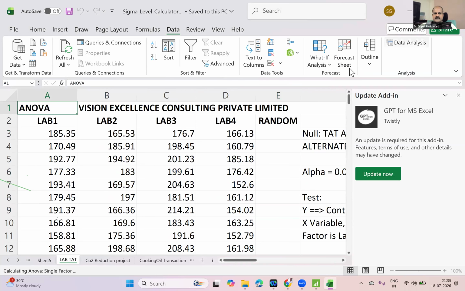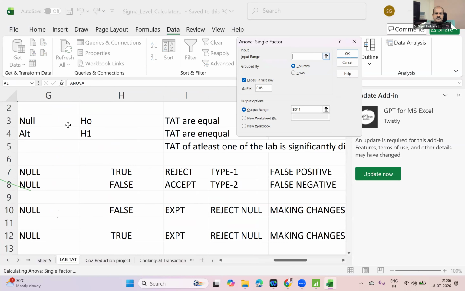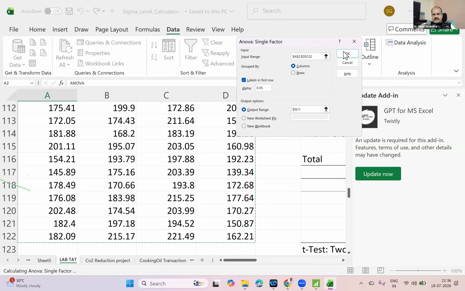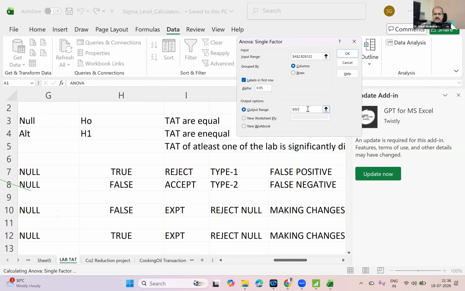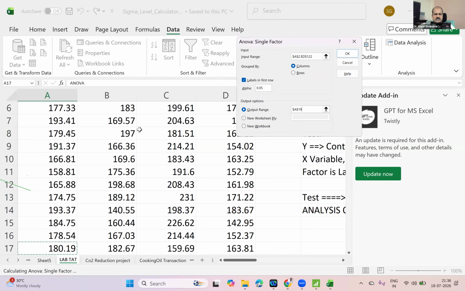Data analysis, single factor ANOVA. Now let's select the data here: 1, 2, 3, 4, shift control down. I selected all the data, right? Now label in first row, alpha, output range. Where do you want the output? Wherever you want, you can just choose a place.